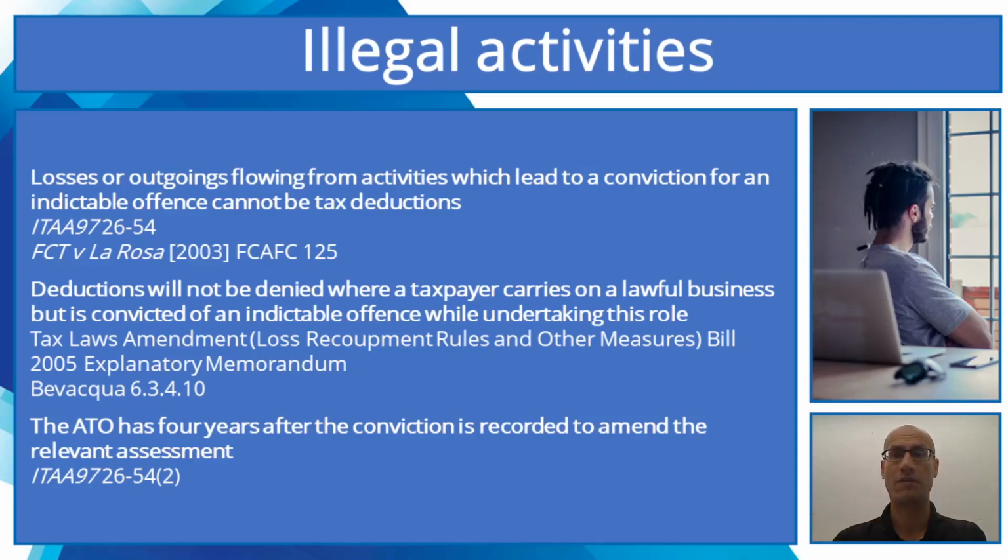So if you're convicted for an indictable offence, the activities that particular deduction relates to, you retrospectively are going to have your assessment amended. Probably. It's up to the tax office to go through and to amend your tax assessment. And they've only got 4 years after the date that the conviction is recorded to do so.